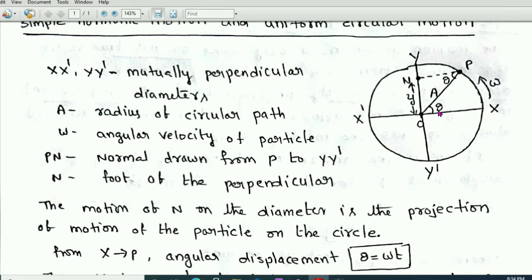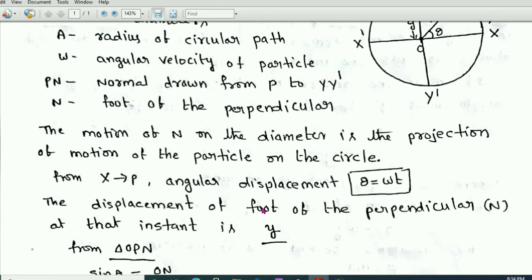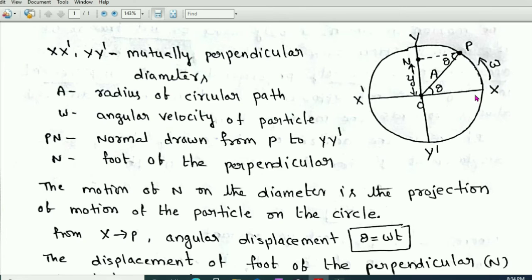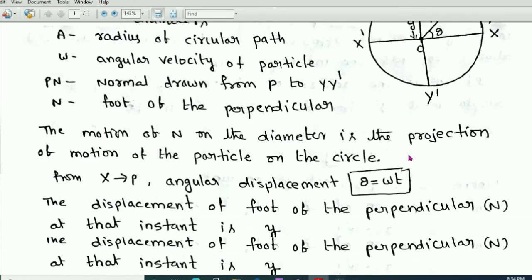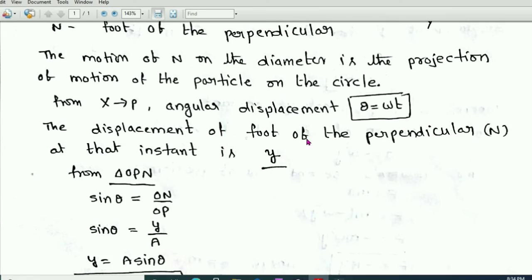That is the theta. Here we have taken theta. Next, when the particle moves from x to p, the foot of the perpendicular moves from O to N by a distance of y. It covers a displacement y. Now, the displacement of the foot of the perpendicular, that is N, at that instant is y.